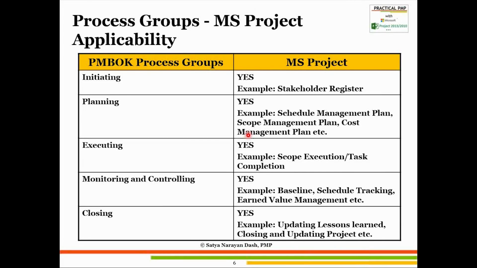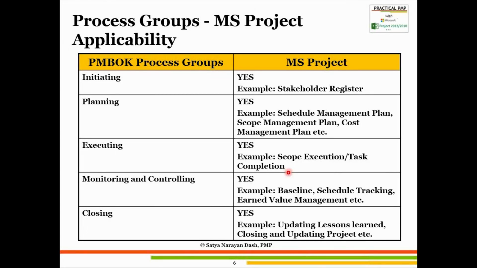There is the executing process group. In the executing process group, you will know the theory in the traditional way. As I'm saying from the beginning, here you will know the theory as well as the practical. Like here you will know scope execution, task completion, the progress of a task, the progress of the project, seeing what is the variance with respect to scope, seeing what is the variance with respect to cost. Those are the details which will be available in Microsoft Project.